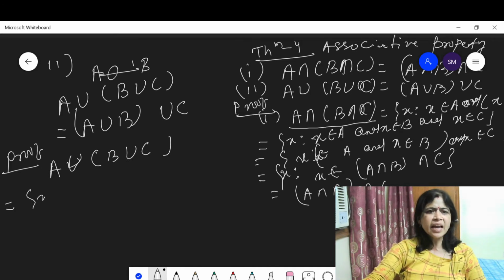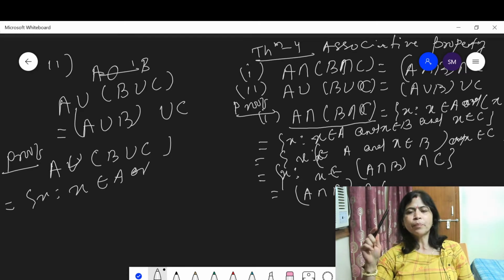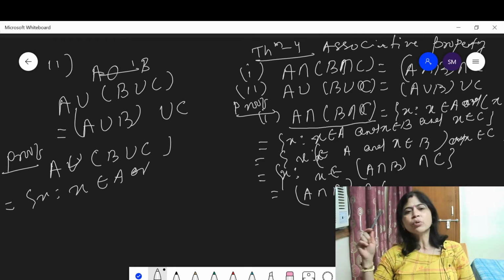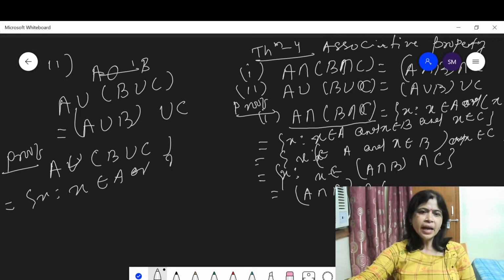This means x is such that x belongs to A. I have already told you, students, please recall, in case of intersection you use and, in case of union you say or. So x belongs to A or x belongs to B or x belongs to C.